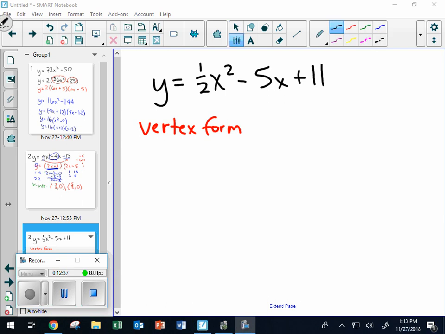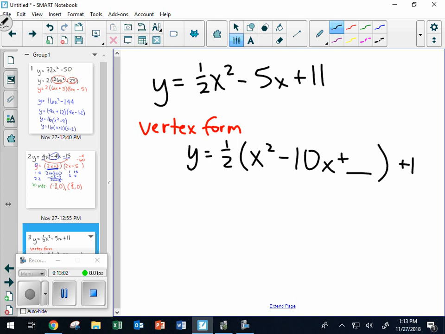We want to find the vertex form. To find the vertex form, as I had said before, we are going to pull out the 1/2 first. And once we pull out the 1/2, everything on the inside gets bigger because we're pulling out a fraction. So here, instead of -5, it will not be -5/2. Instead, it'll be 10 because everything gets bigger. And we have a plus blank, and we just leave that plus 11 on the outside.